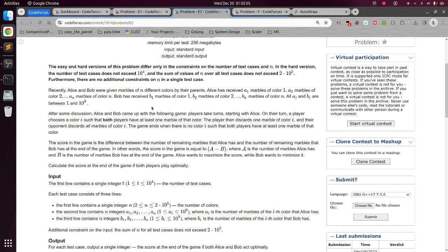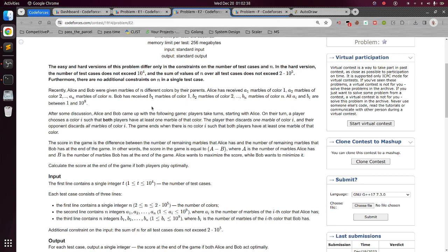And now what the game says is, with Alice starting first, on their turn a player chooses a color such that both players have at least one marble of that color. So basically that color is non-empty for both, and the player whose turn it is removes one from his stack of marbles, and the rest adds to his score, and the other player gets a score of 0, because all the marbles of that particular color are removed for the other player.